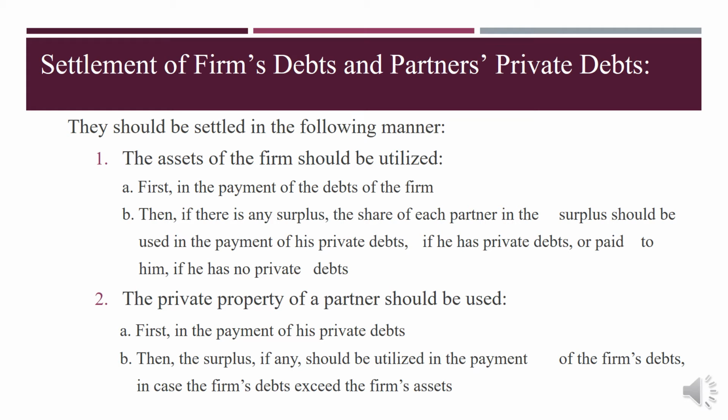So look at the order, there is a difference. Assets realized, first it should be used for paying firm's debt, and then it should be used for paying the private debt. But here private property, first it should be used for paying his own private debts, and then it should be used for paying the firm's debt.